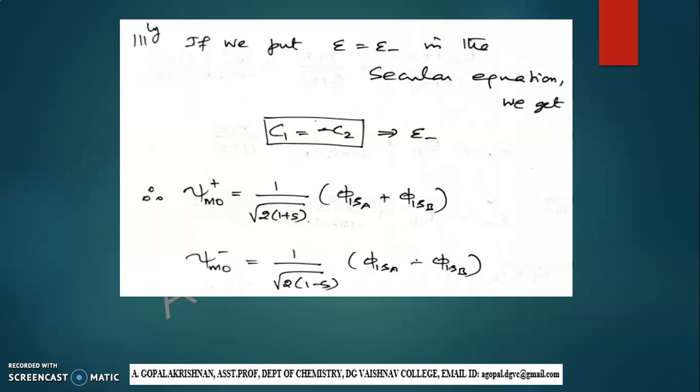So in the previous method, before deriving E plus and E minus, we assumed that C1 should be equal to plus C2 for one state and C1 should be equal to minus C2 for the other state. But in the variation method, we derived the expression for energy and we substituted the energy of E plus and E minus in the secular equation, and we determined how the coefficients are related to one another. So for E plus state, C1 should be equal to C2. For E minus state, C1 should be equal to minus C2.